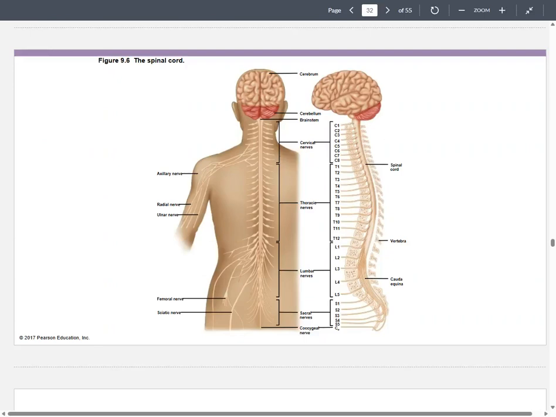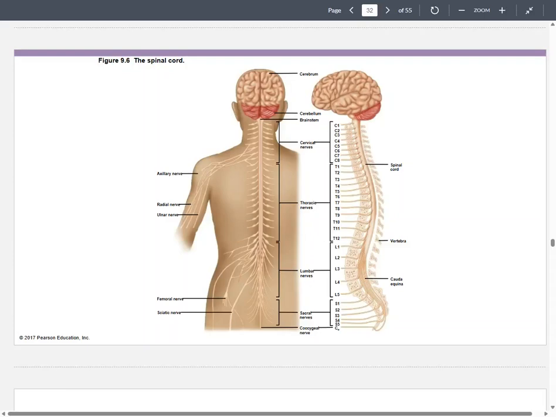C2 comes off below the first vertebrae, C3 off below the second, and so on down the line until we get to the first thoracic vertebrae. Once we hit the first thoracic vertebrae, the nerve is named after the vertebrae above it. So the first thoracic nerve comes out below the first thoracic vertebrae.